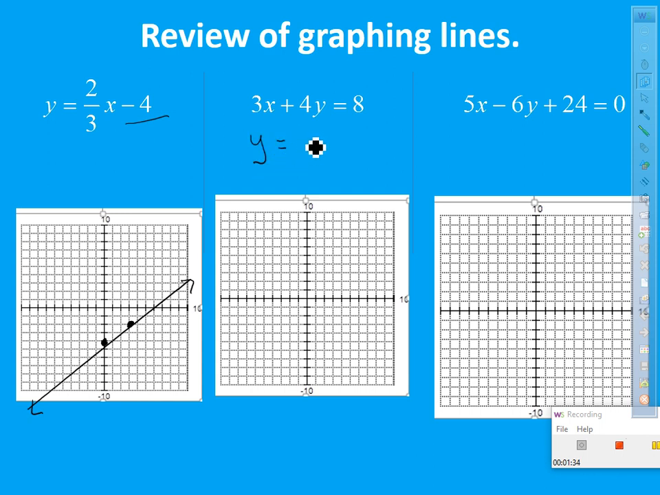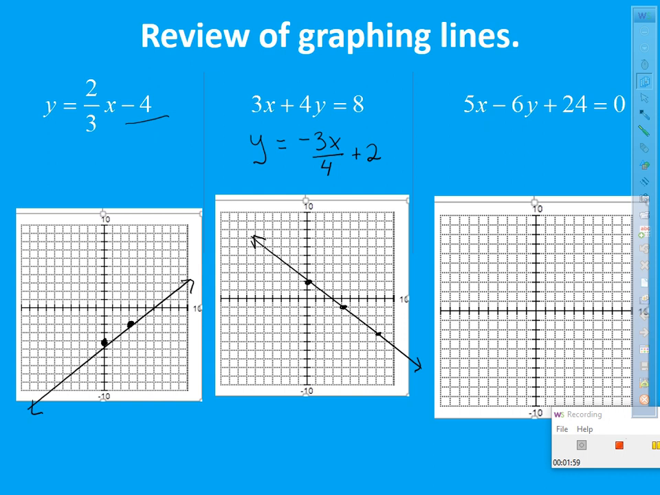And guys, if it's this one, solve it for y first. So I'm going to move that x to the other side, and then I'm going to divide everything through by 4. So I'll get a -3/4 x plus 2. Once again, let's start up here at 2. Let's go down 3 and over 4. I can do that a couple of times if I'd like. Connect the dots, put my lines, my arrows at the end, and then I've got it.